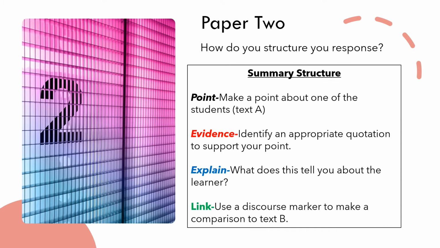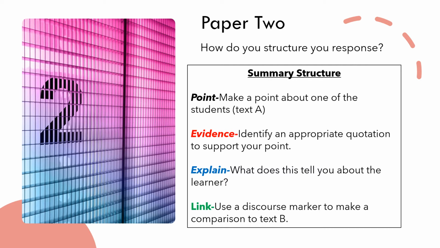And the final one, link. Use a discourse marker to make a comparison to text B. When we say a discourse marker, we of course mean things like however or on the other hand. You're not going to say that they've got similarities because this question is really asking you to identify the differences between these two students. And another good thing to remember is that this is only one part of the first paragraph. So once you've written about the student in source A, you're going to link it to this student in source B and then follow these steps again.